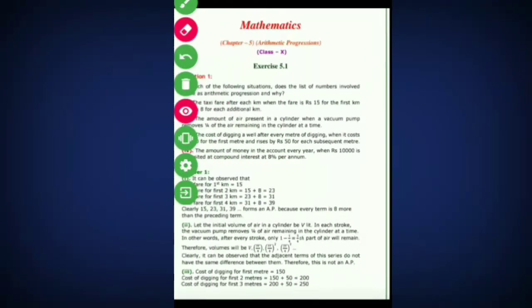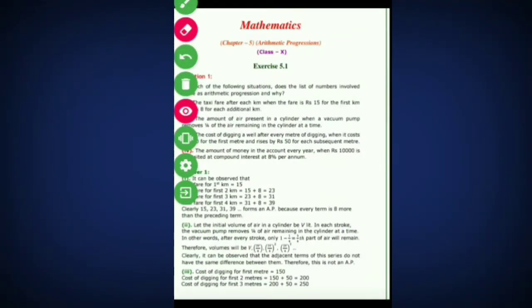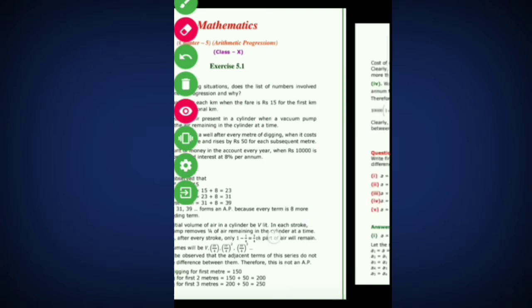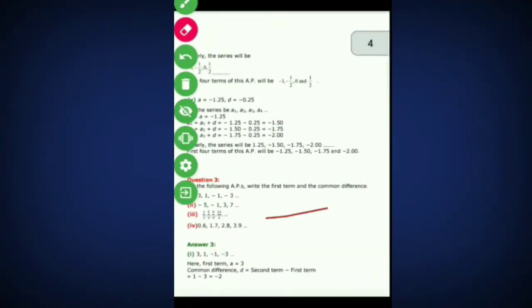Exercise 5.1 NCERT. Okay, the chapter was what? Arithmetic progression, as I had told you in the last video. Okay, students. Now we are going to study something else that is very important. Look at here very properly. What is written here, students?